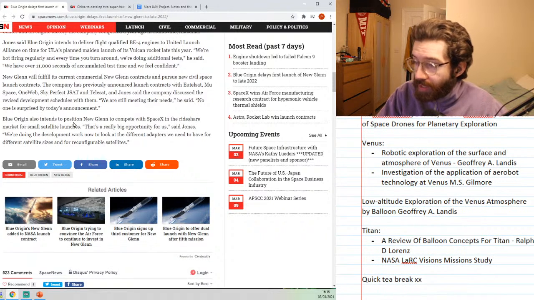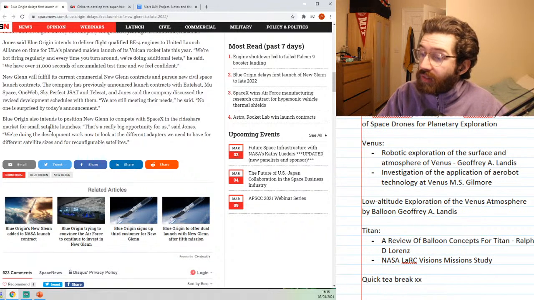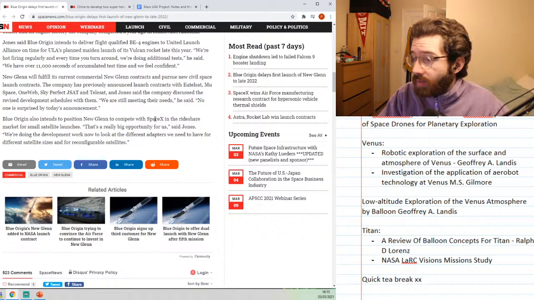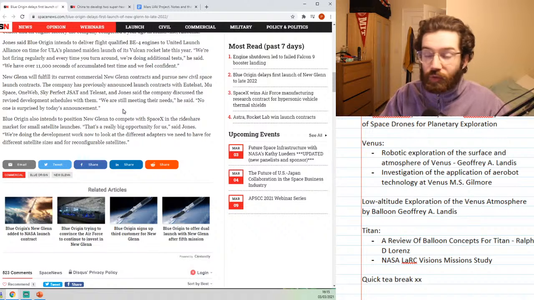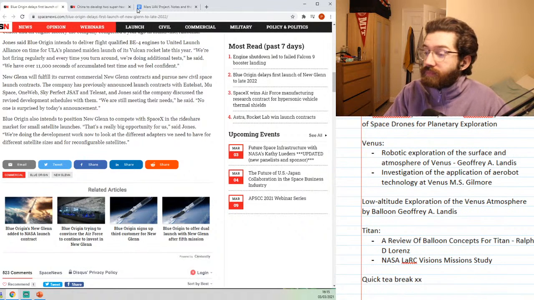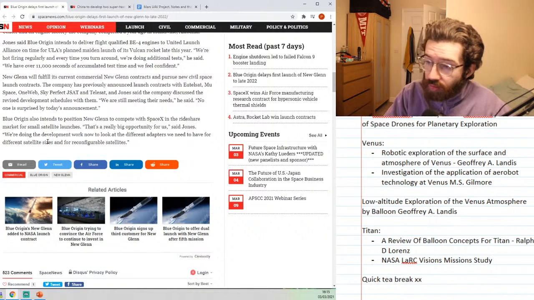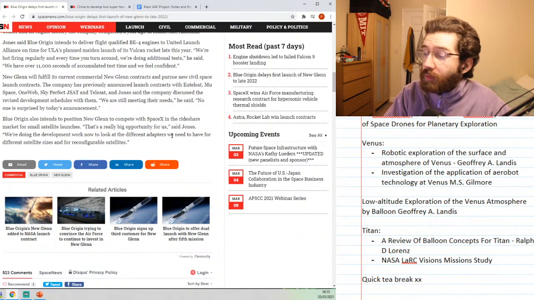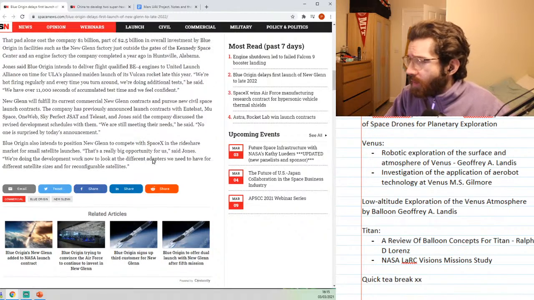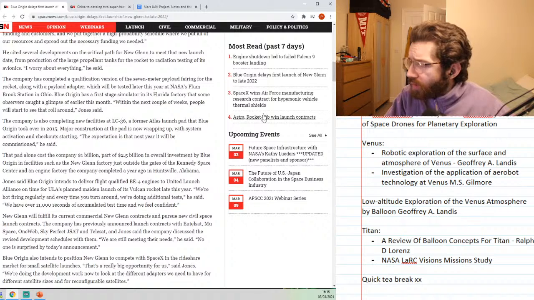So yeah, they are intending to position themselves to compete with SpaceX in this region, especially if you consider SpaceX is going to be ploughing ahead with Mars, with the Moon. They're still working on their Falcon launches. So it seems like a prime area for Blue Origin to maybe monopolize and just own that industry of sending small satellites into space. "It's a really big opportunity for us," said Jones. "We're doing development work now to look at the different adapters we need to have for different satellite sizes and for reconfigurable satellites." Okay, what else?